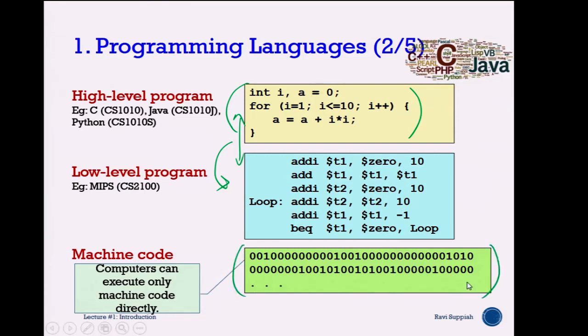So at the highest level, we go to a middle level, to assembly language, and finally to machine level code.